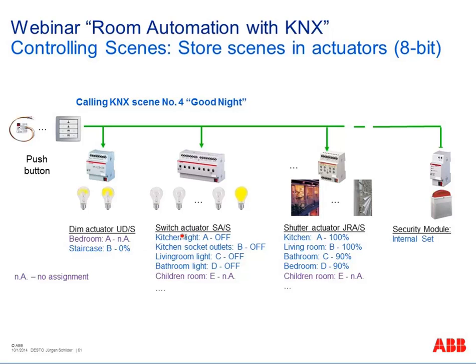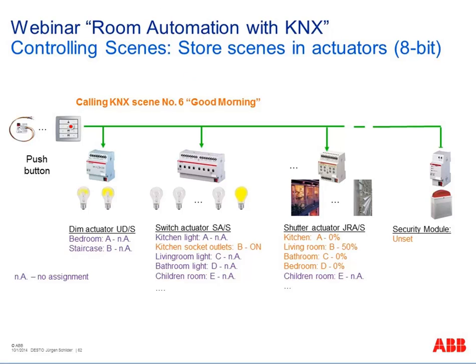In the switch actuator in the kitchen, for example, the light, channel A, is also linked, so it goes off, the socket outlets go off, channel C, the light in the living room, goes off, in the bathroom, but channel E, which is the light in the children room, is not assigned. So this light is not switched on or off by calling this good night scene. The shutter actuator, all the shutters drive down, all the blinds. And additionally, we can also control maybe the security module and set internal our alarm system over the night. Now, this happens only by sending one telegram with scene number 4.